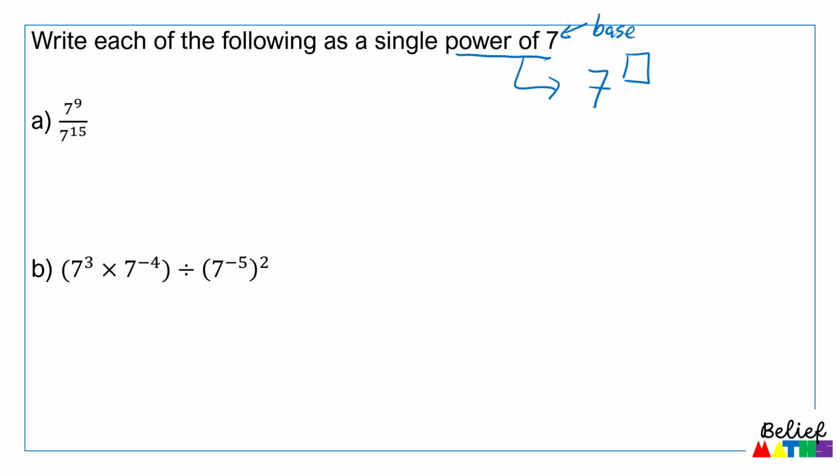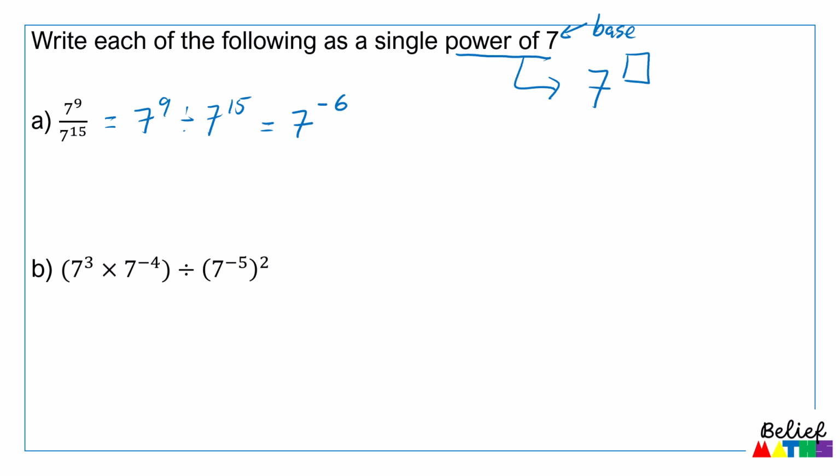So what we do in this one, when we've got a fraction, all that means is we're dividing them. So that's the same as saying 7 to the 9 divided by 7 to the 15. And then we know all we're doing here is subtracting those two indices. So we get 9 take away 15 is negative 6. So as a single power of 7, that's 7 to the power of minus 6.